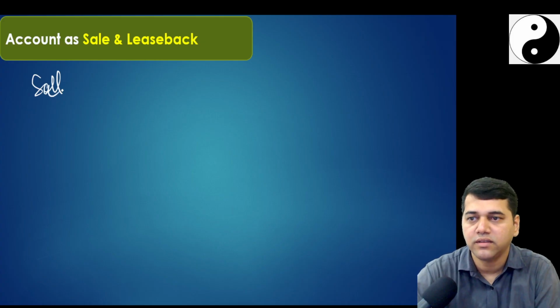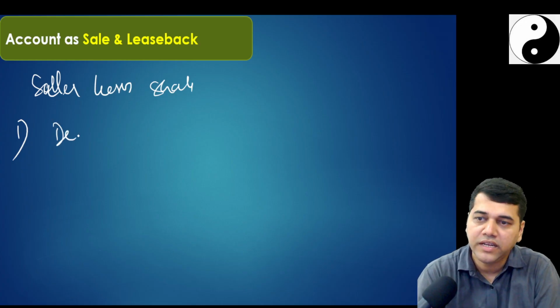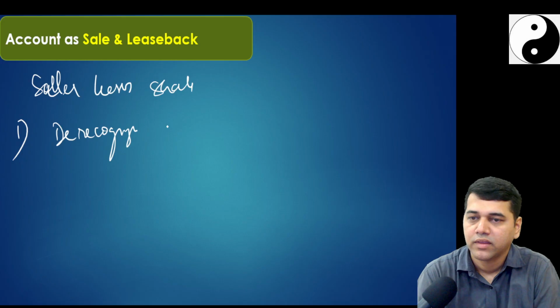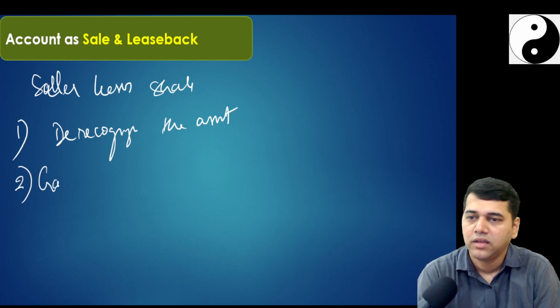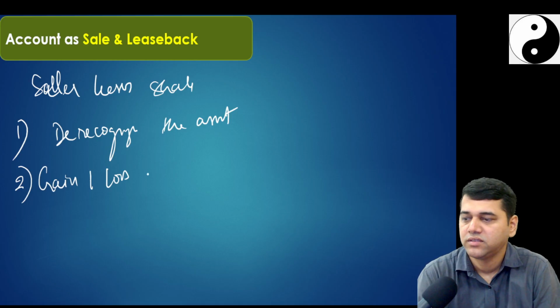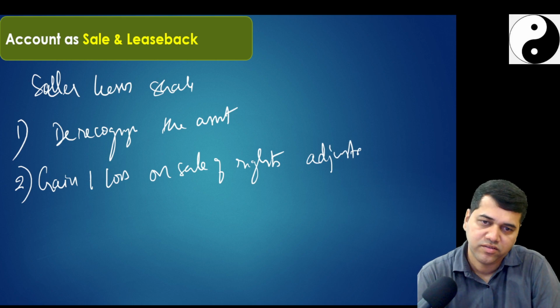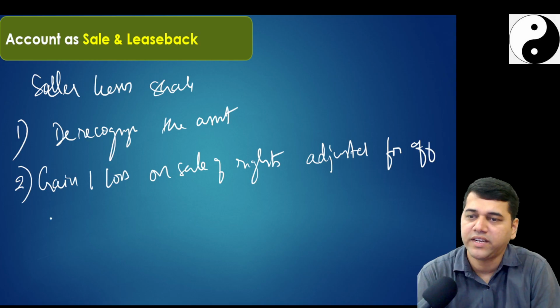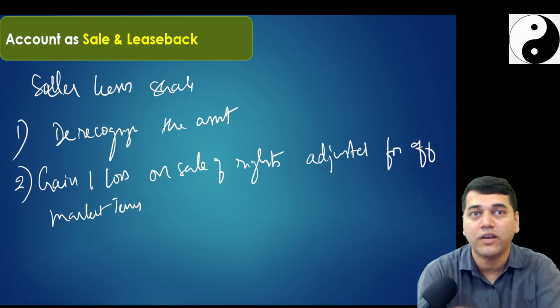And seller lessee shall do what now if it is a sale and lease back? Can you tell me? Do you remember? One, derecognize the asset, whatever asset you have sold. Then, gain or loss on sale of rights, adjusted for off market terms. Is it applicable here? No, it's at market terms only. So whatever gain or loss you made, it's actually your gain or loss only. There's no adjustment required for this.